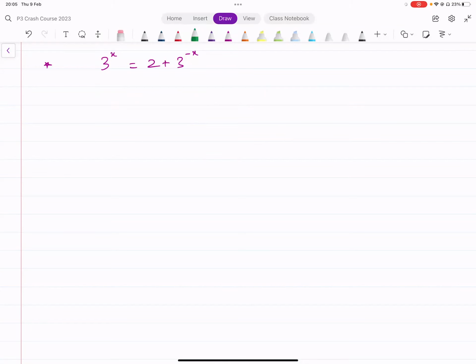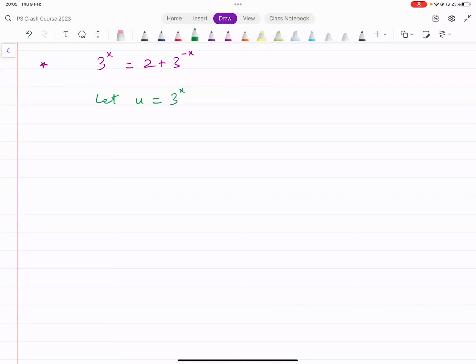What we do in such cases is we use a substitution. In this case, we could say, let another variable, let's say u, equal 3 raised to power x. Okay, let u equal 3 raised to power x. Now, how does that help? On the left side, you got 3 power x. That could be written as u. On the right side, you got 2 plus 3 raised to power minus x.